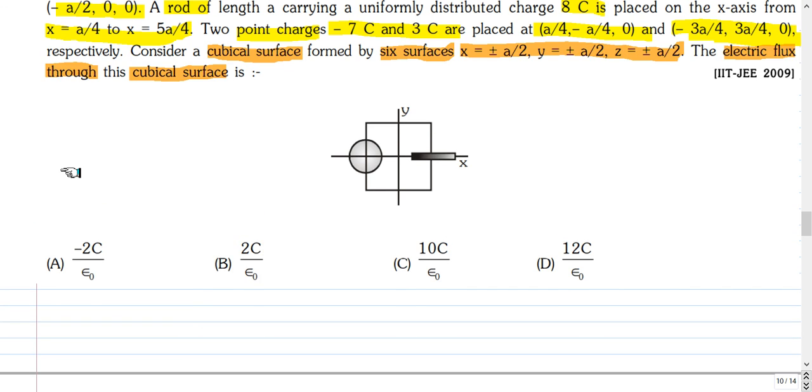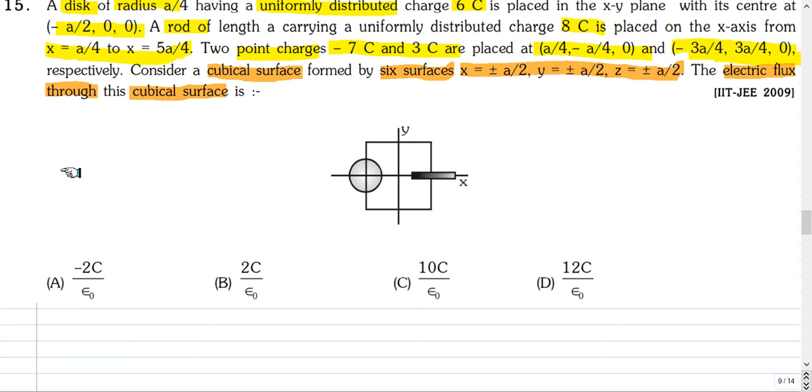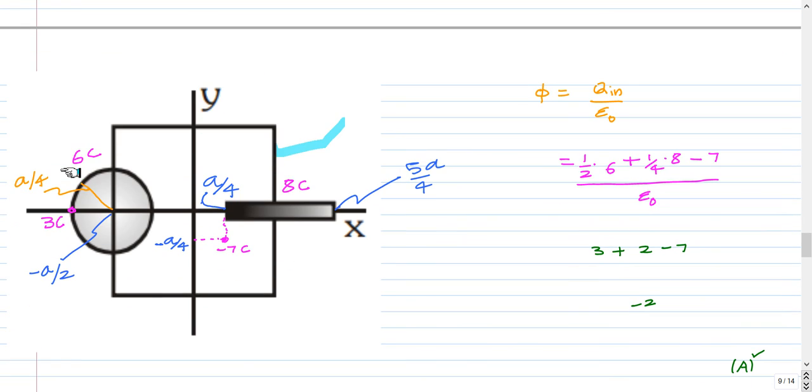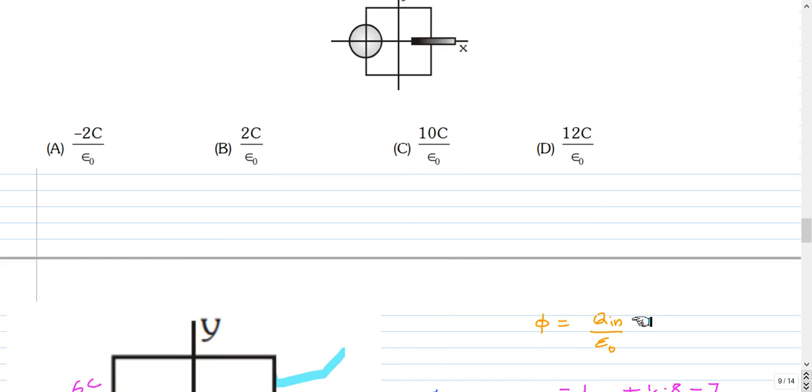So from that we can see that the charge is lying outside at a distance of 3a by 4. So only this point charge of minus 7 is present inside. If we total the charges present inside, that's 3 plus 2 minus 7, which is minus 2. So minus 2 by epsilon naught is the flux coming out of this surface. So the correct option is option A.